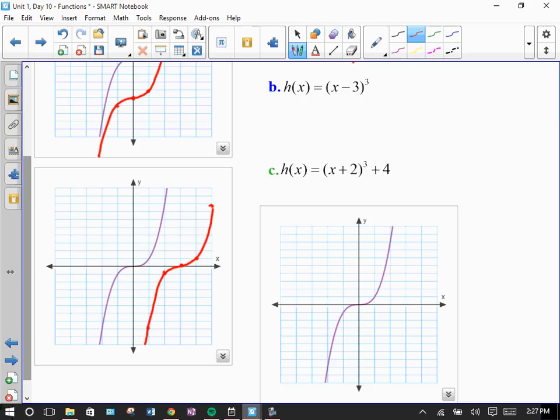Alright, what about this one right here? It'll move left 2, up 4. So you go 1, 2, up 1, 2, 3, 4. This one will go left 1, 2, up 1, 2, 3, 4. And you just keep going with all the points that you know.